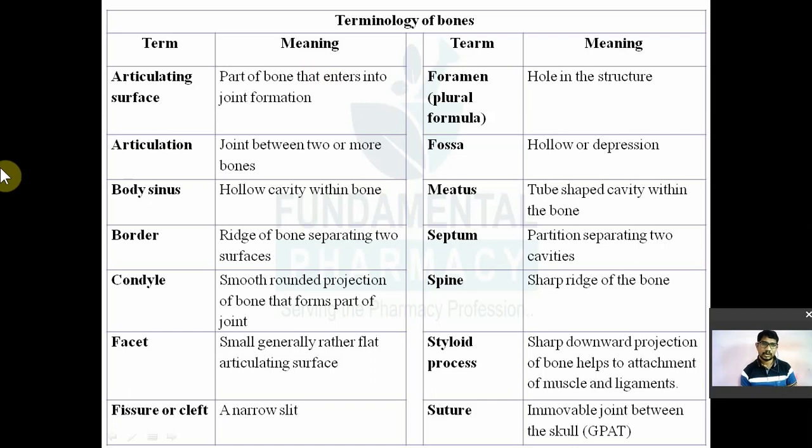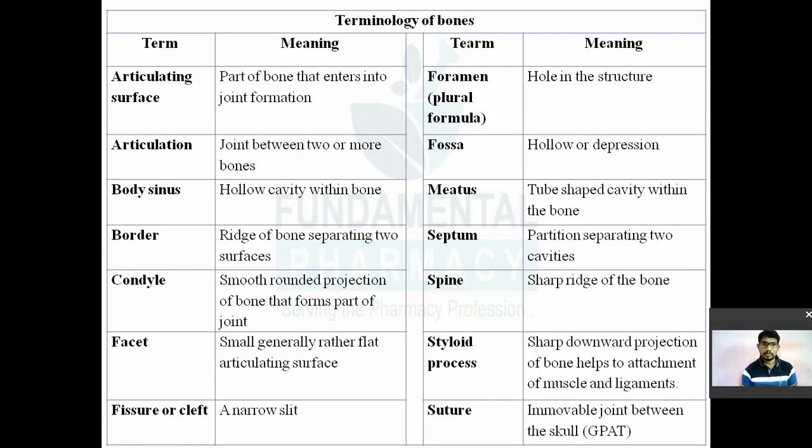Now what is meant by articulation? That is nothing but a joint between two or more bones. So articulation means joint. If there is a joint between two or more bones, that is known as articulation in anatomical language. Joint is nothing but a broad term.